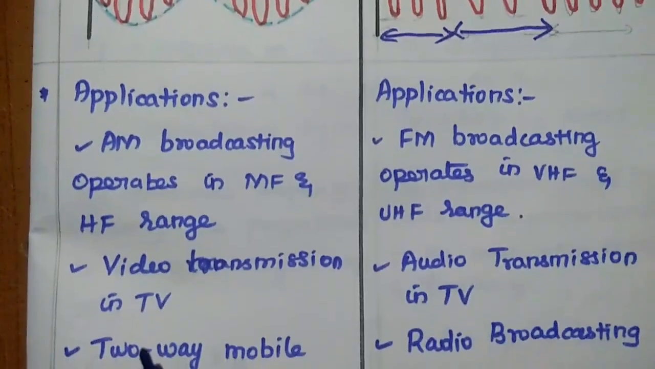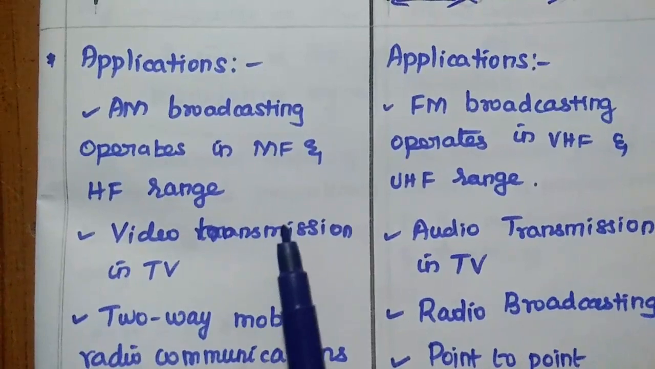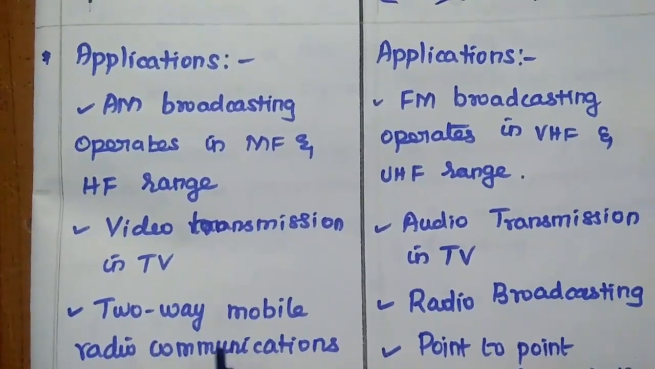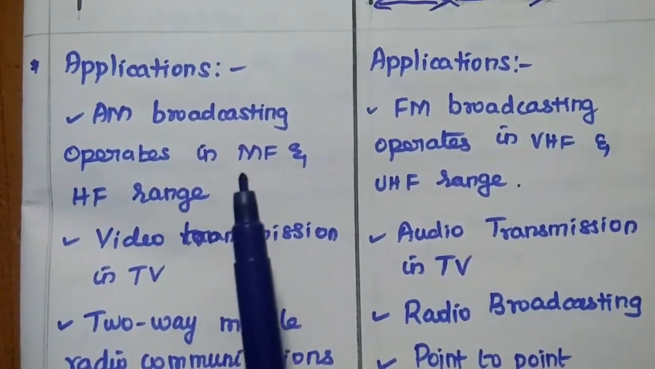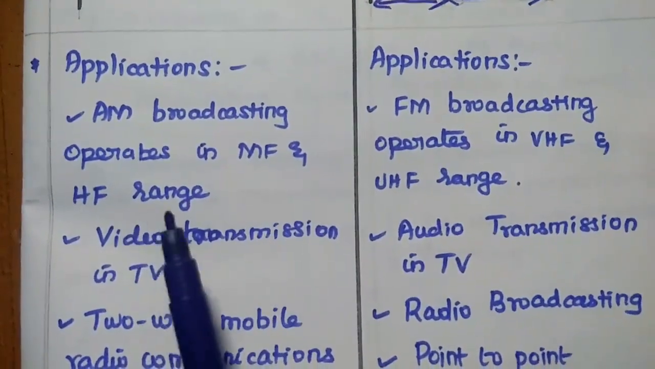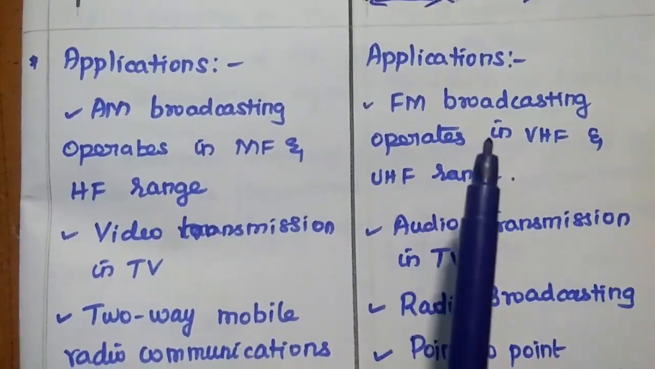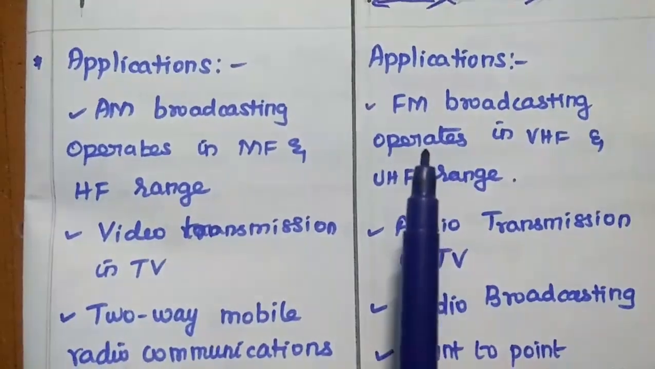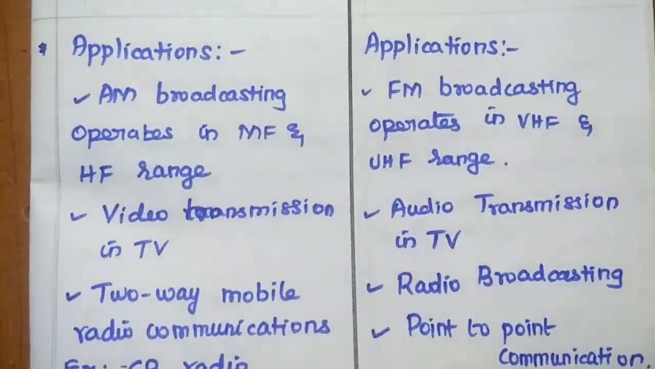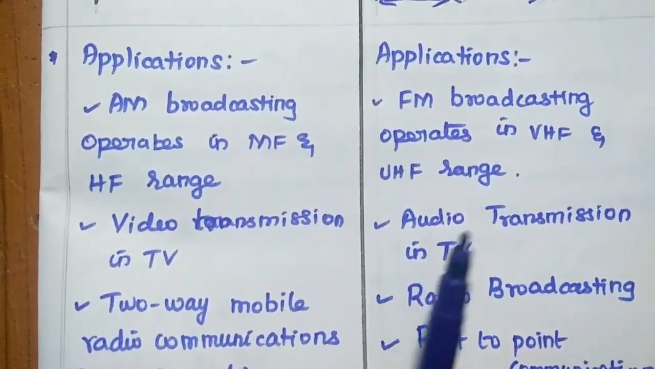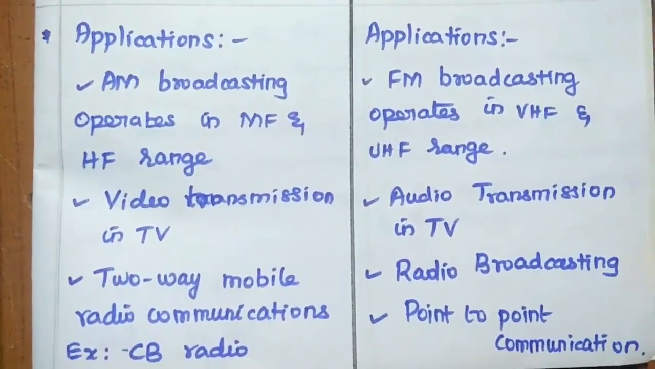Applications of amplitude modulation. It is mainly used for video transmission in TV and two-way mobile radio communications. Here, AM broadcasting operates in the medium frequency and high frequency range. This is the application of frequency modulation. FM broadcasting operates in the very high frequency and ultra high frequency range. It is mainly used for audio transmission in TV, radio broadcasting, and point-to-point communications.